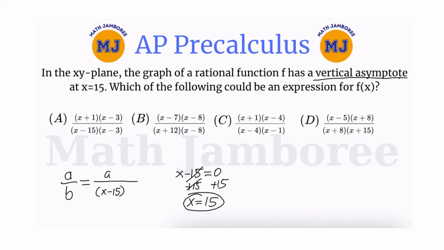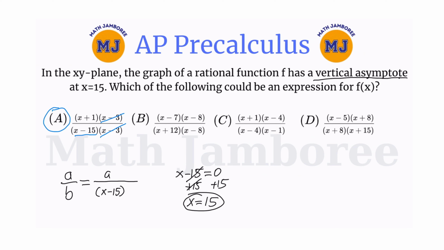With this logic, let's go ahead and eliminate the choices. Choice A: x minus 15, yes, and the x minus 3s are canceling each other out. The final version of the rational function becomes x plus 1 over x minus 15, which is the correct answer then.